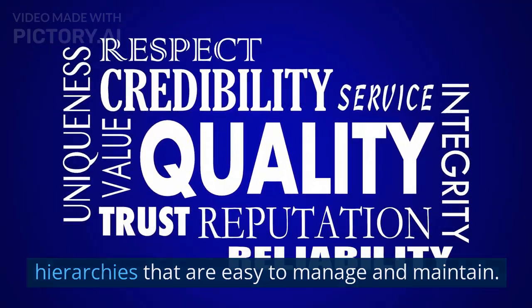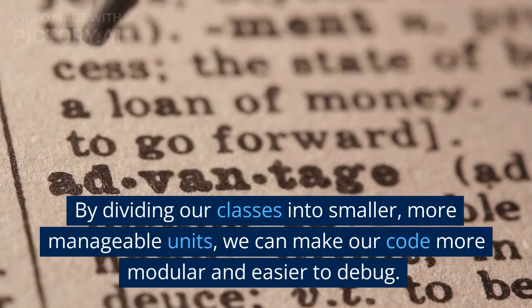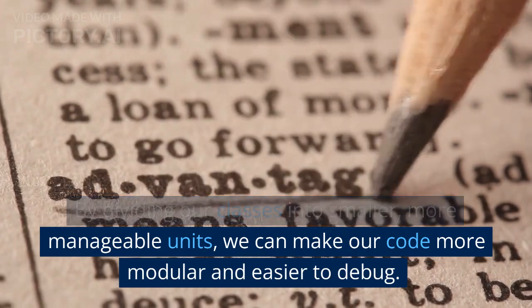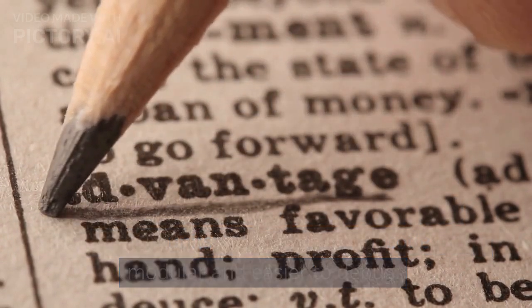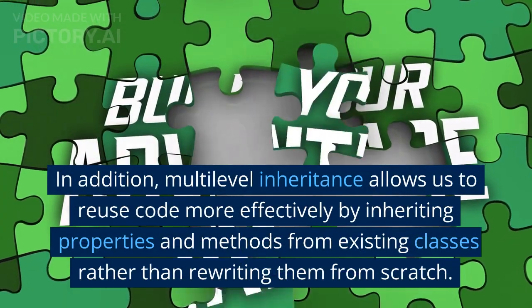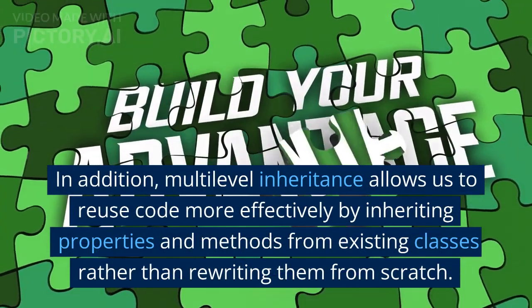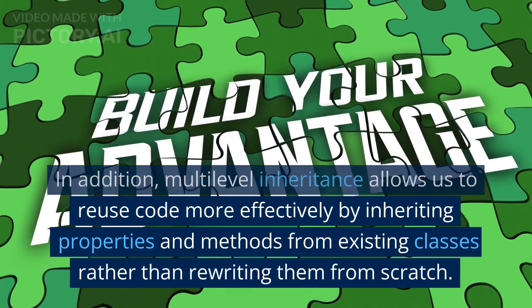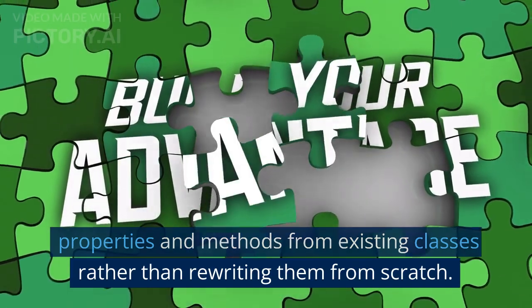The main advantage of multi-level inheritance is that it allows us to create complex class hierarchies that are easy to manage and maintain. By dividing our classes into smaller, more manageable units, we can make our code more modular and easier to debug. In addition, multi-level inheritance allows us to reuse code more effectively by inheriting properties and methods from existing classes rather than rewriting them from scratch.